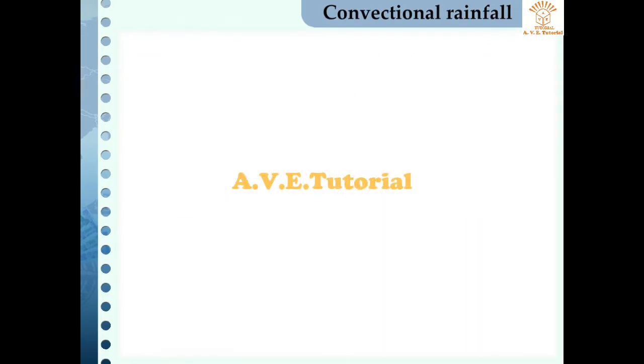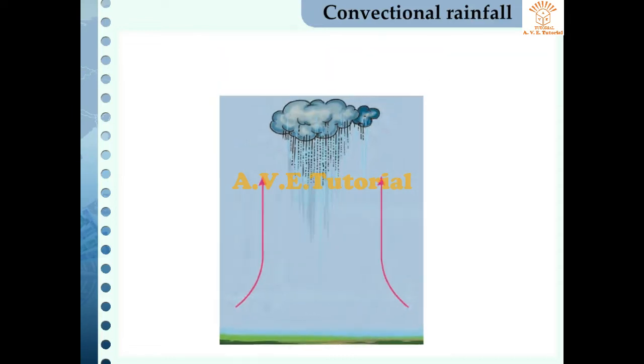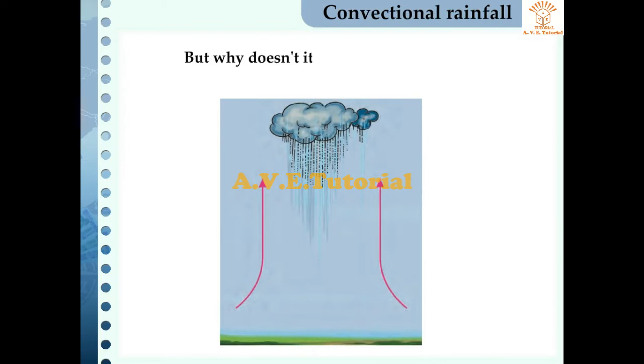Think about it. Because of the convectional process, such type of rainfall occurs in the afternoon in equatorial areas. But why doesn't it rain in the afternoons in the oceanic areas of the equatorial belt?